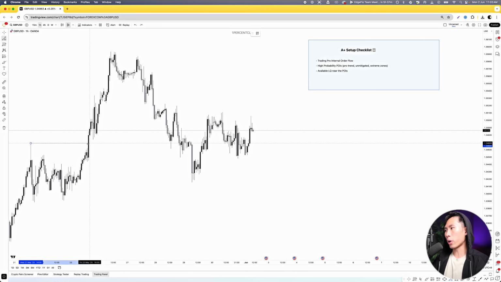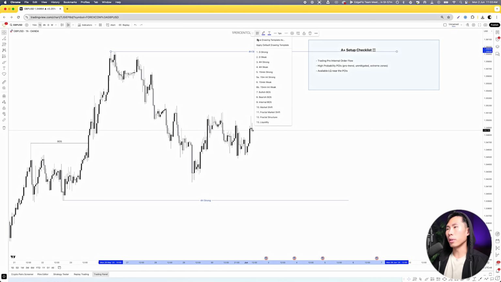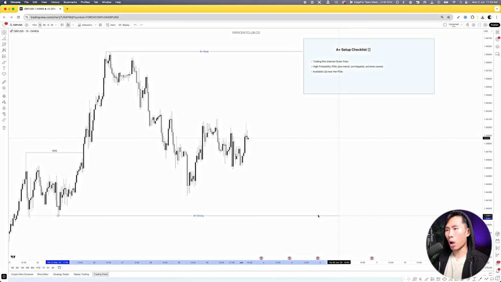We got a bullish break of structure to the upside just like this, which tells us that price is in this bullish market structure right here, and we can identify our swing low right here, and then we can also identify our swing high up here as well. Just by doing that alone, you can see that we have really narrowed our focus into this tight range that we have right here.